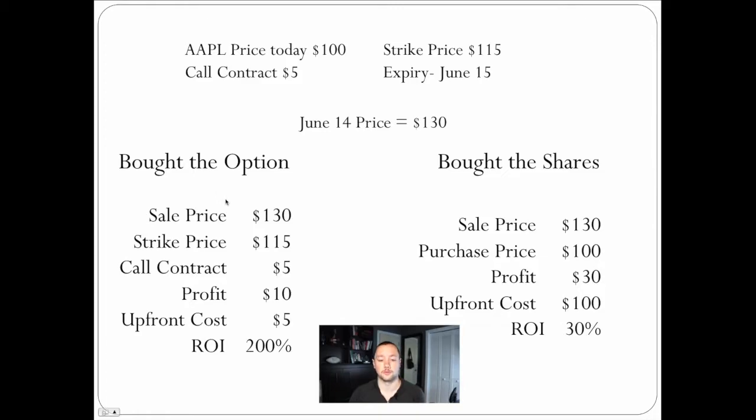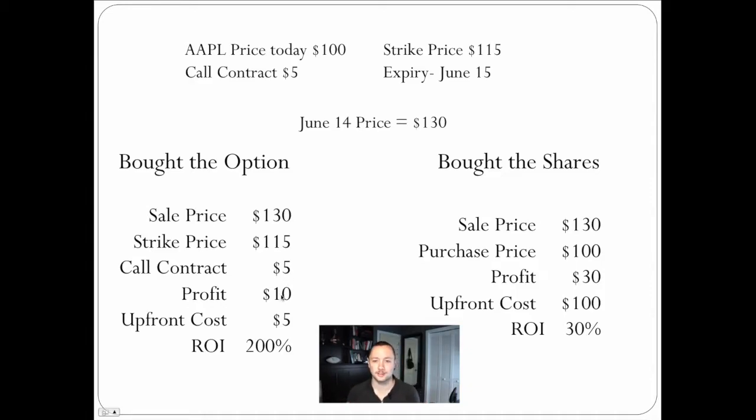So let's just run through the math on it. You have a sale price here of $130. So you could execute your trade and you could then turn around and sell those shares in the market at $130. If you did that, you would have executed your trade at $115, and that contract would have cost you $5 per share. That would have left you with a profit of $10 per share. 130 minus 115 is what you bought it at, and it cost you $5 to get the right to buy it at 115.